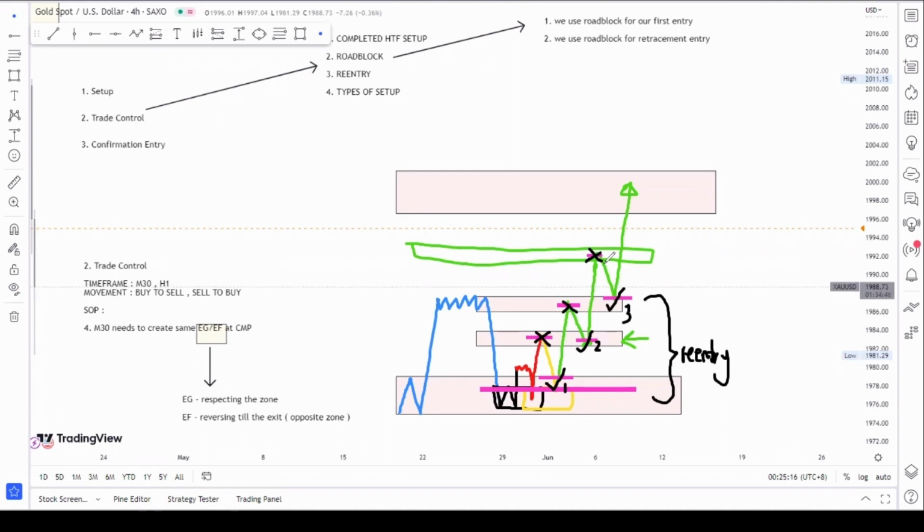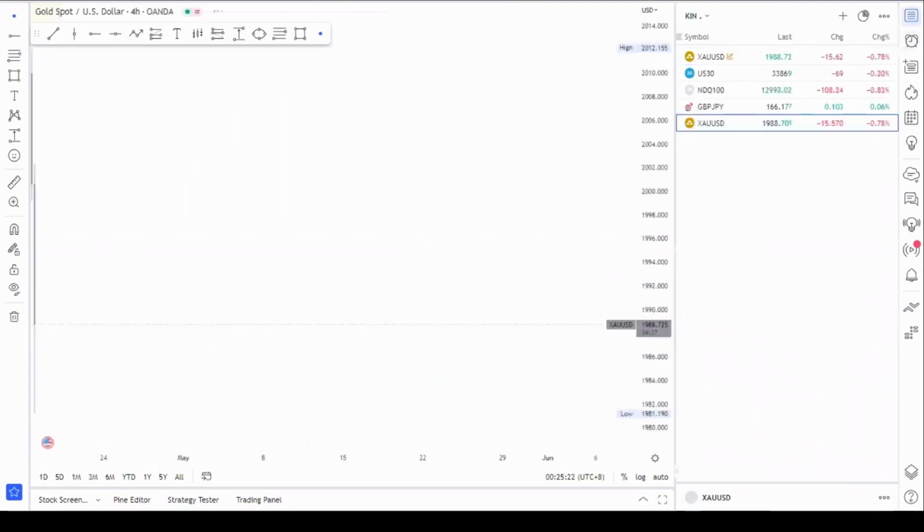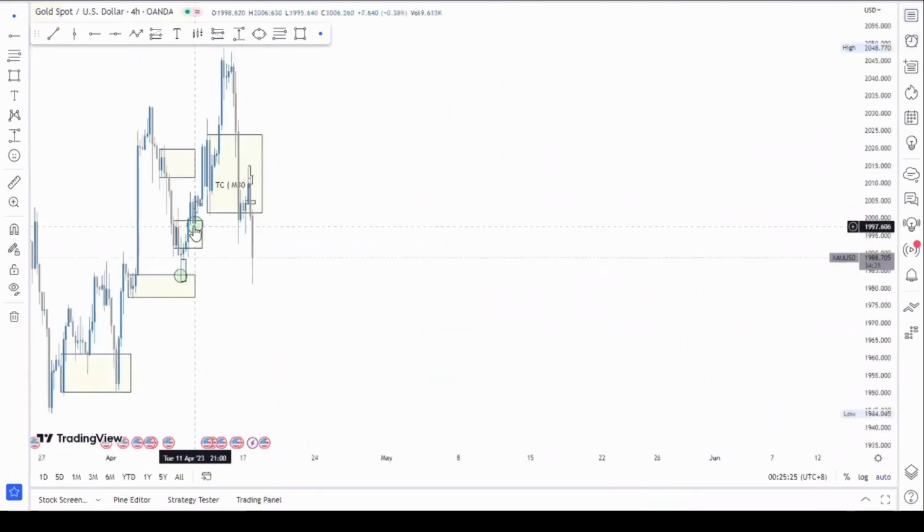Yes, I understood. So let's go to the chart to make it more clear and fun. Okay. So yeah, don't worry.